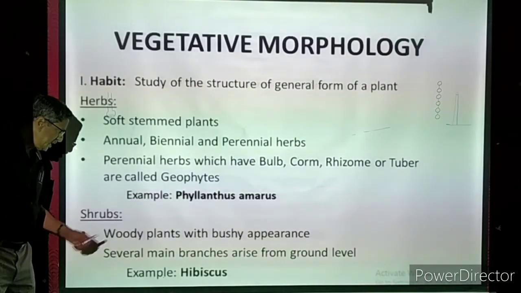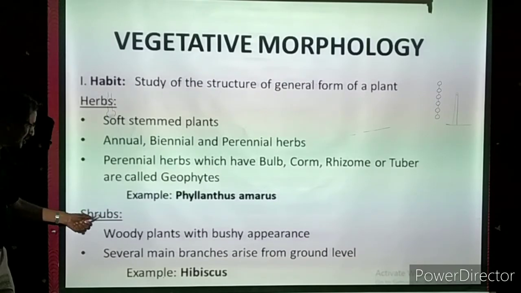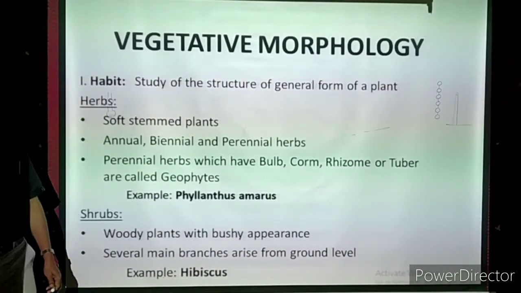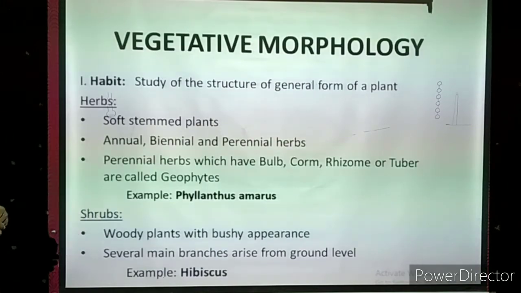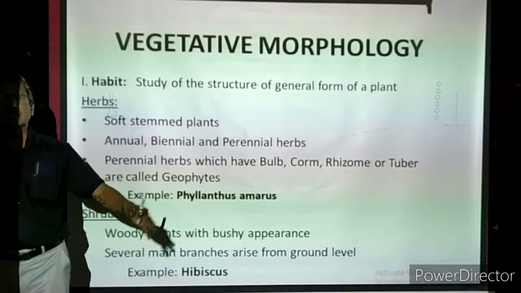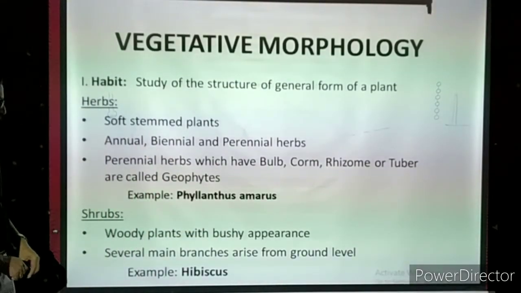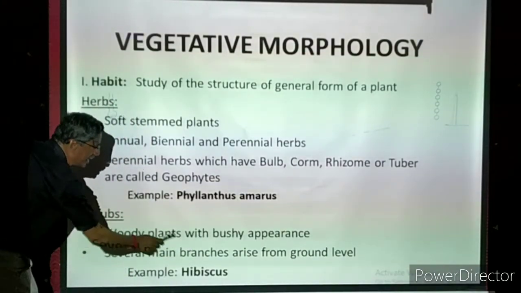Then we are coming to the second group of plants called shrubs. What are shrubs? Now the shrubs are woody plants. That means the stem is very thick, very strong and woody. It is very difficult to bend or break. That is called woody plants with a bushy appearance. The whole plant is giving an appearance like a bush. That is called a bushy appearance. Okay. Several main branches.